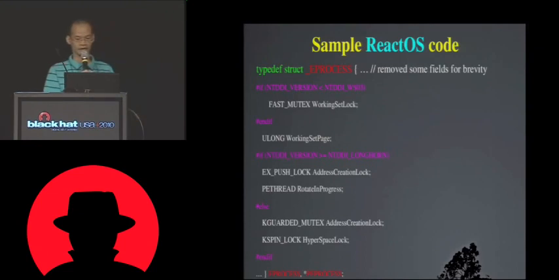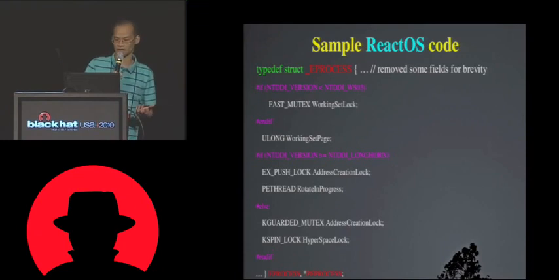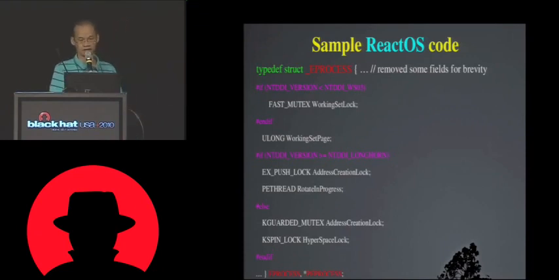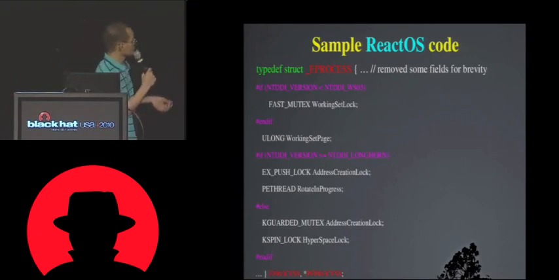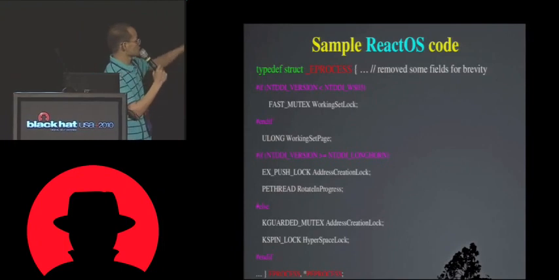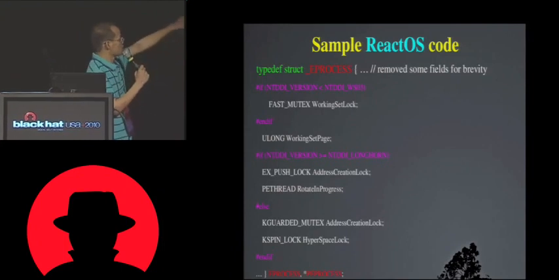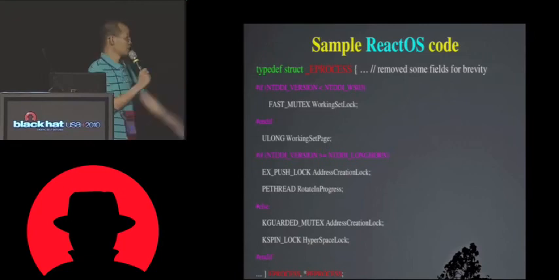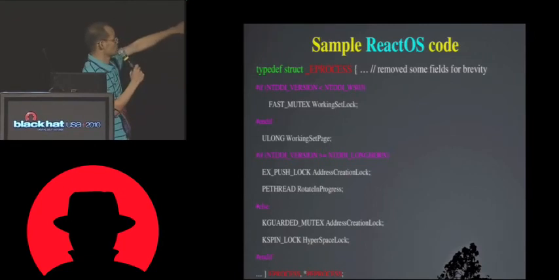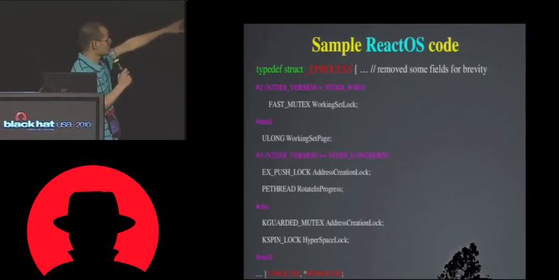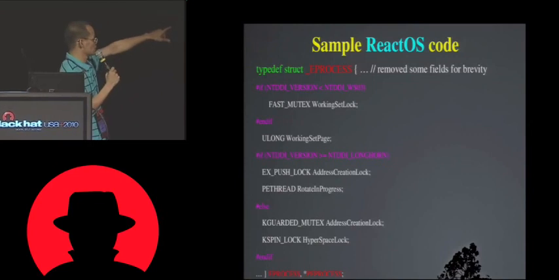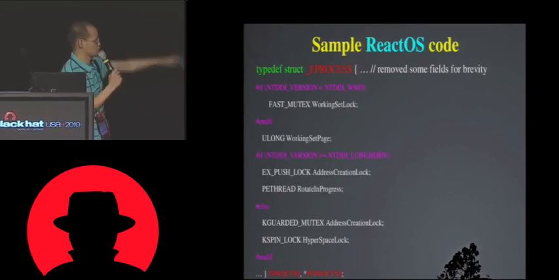So here's simple ReactOS code. Of course, this one is patched by me, because the original ReactOS doesn't support Windows XP. You can see that the structure is defined based on the Windows version. If Windows is before Windows 2003, it has that field. If Windows is after Windows Vista, it has those fields.